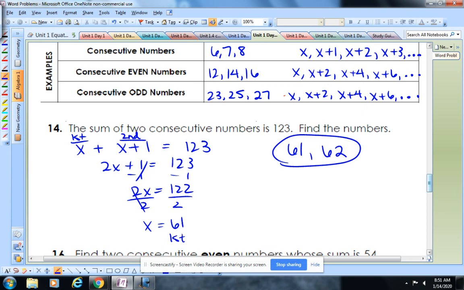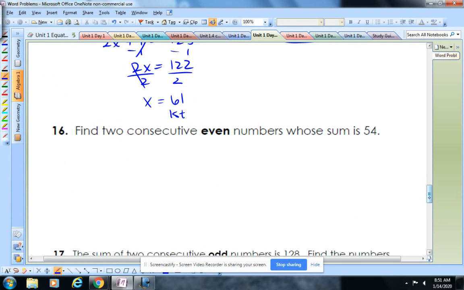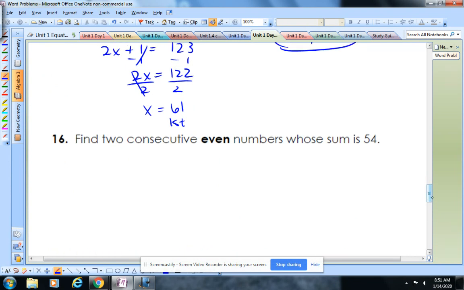Skip down to number 16, please. Okay, 16. So we're going to skip 15. It says find two consecutive even numbers whose sum is 54. So how many numbers do you need? 2. You need the first number and the second number. So what will we call the first number? X. And since they're even, what do we call the second number? X plus 2 equals what the sum's supposed to be? 54. So any questions on how we set that up?